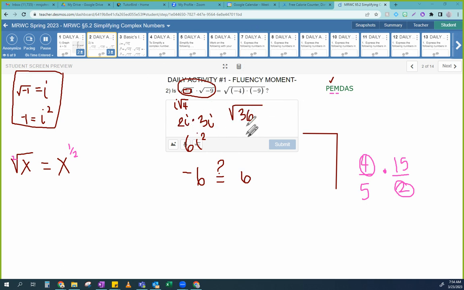So the answer here is going to be no. No, it is not the same, and you can kind of prove why it's not the same here.